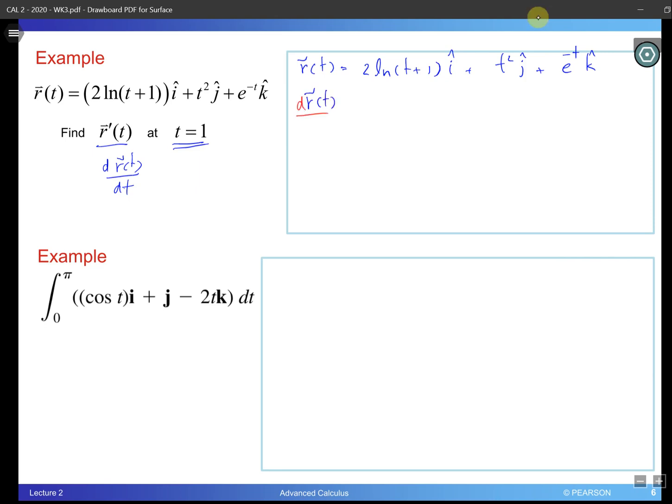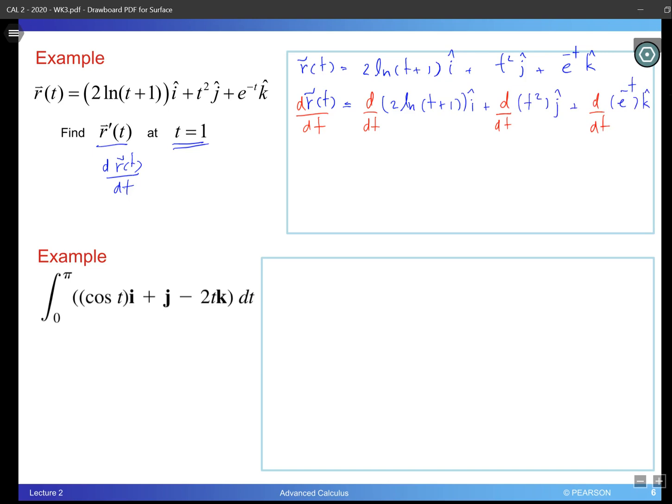So d by dt. We are going to apply this to each component separately. The first thing we are going to do here is to differentiate d by dt of the first component, 2 ln t plus 1, i, plus, now we differentiate separately again, d by dt of t squared, j, plus, again, differentiate with respect to t of e to the power of minus t, k hat.